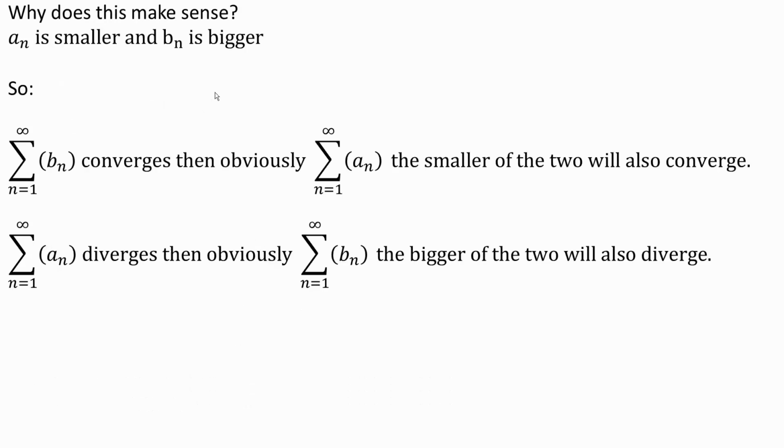And so here I'm just reiterating it. So why does this make sense? A sub n is smaller and b sub n is bigger, and so if b sub n converges, then obviously a sub n, the smaller of the two, will also converge. Likewise, if a sub n diverges, then obviously b sub n, the bigger of the two, will also diverge.